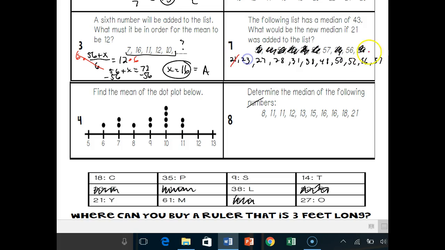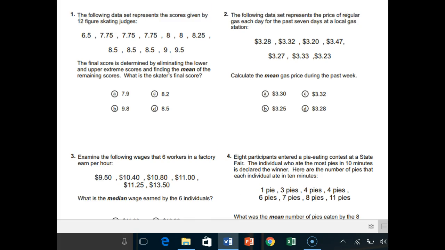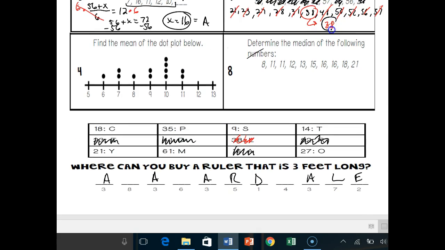Now I just go ahead and cross off 1, 1, 2, 2, 3, 3, 4, 4, 5, 5, and this time I have an odd amount, so 38 is my median. So I go down here, I see 38 is L. And on question 7, I'll put an L on 7. So go back here and say, all right, 38 was my answer, and equal to the letter L.